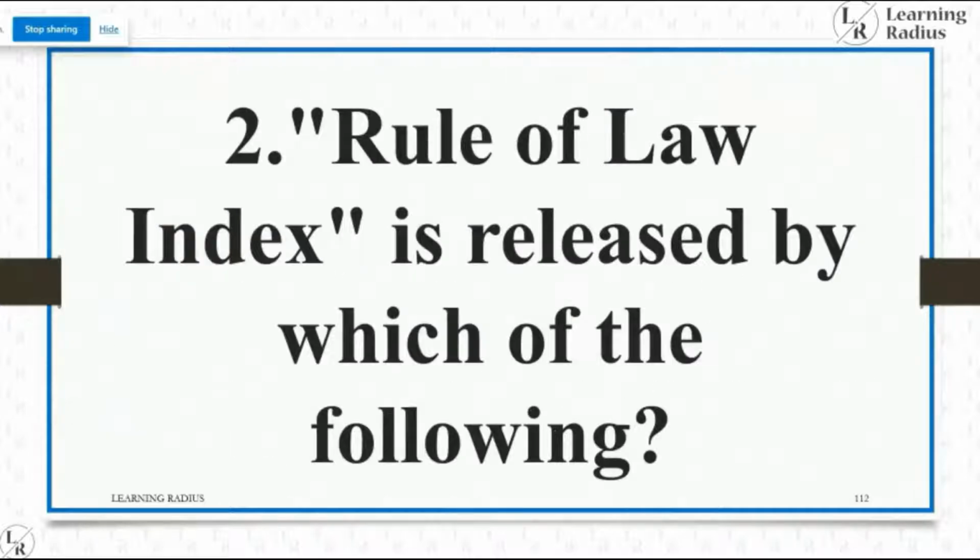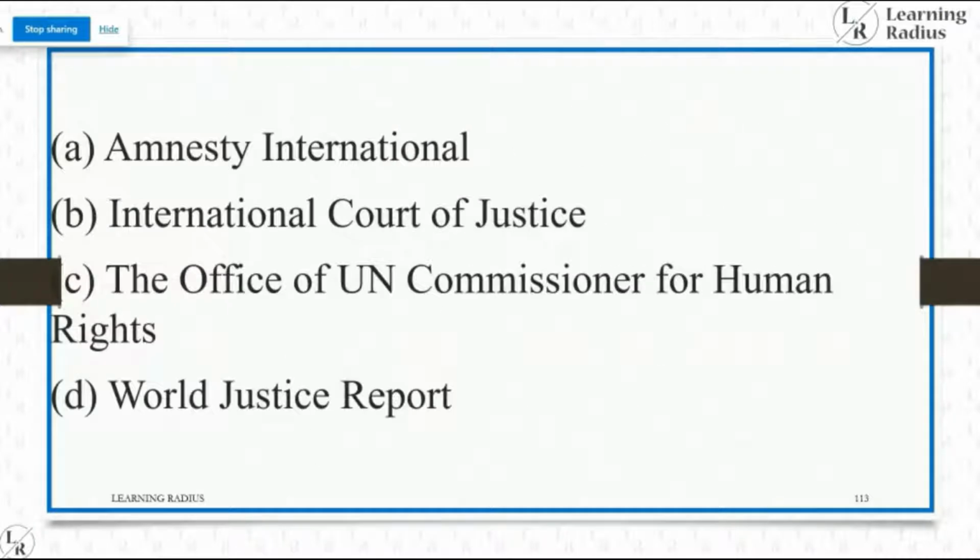Let's come to the next question, which is related to rule of law index. It is released by which of the following? Amnesty International, International Court of Justice, the Office of UN Commissioner for Human Rights, World Justice Report. So UPSC asked a direct question. Everybody knows the answer. It's a direct question. World Justice Report is the organization behind rule of law index.